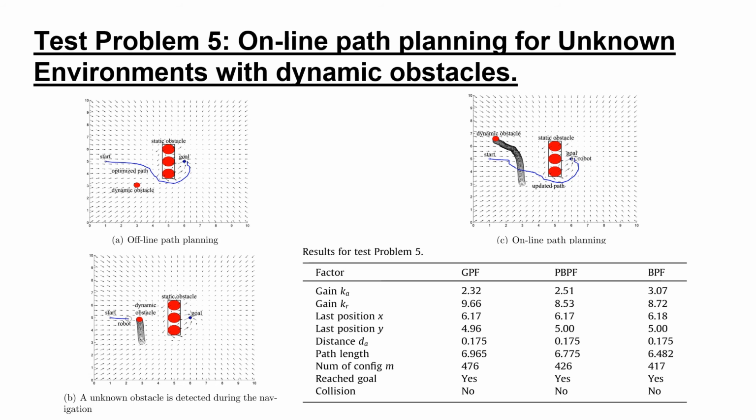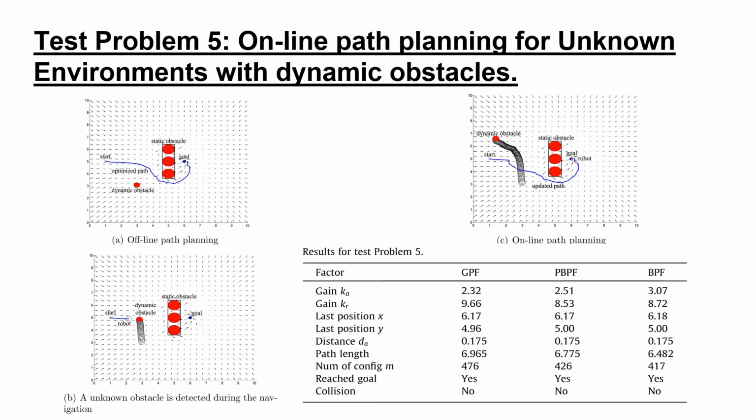There are 3 obstacles in a coordinate position to recreate a real world wall. A dynamic obstacle in the position is unknown for the mobile robot. As a consequence of this condition, the dynamic obstacle is not considered for the initial path planning, which is shown in figure A. At this point, the path planning is considered offline.